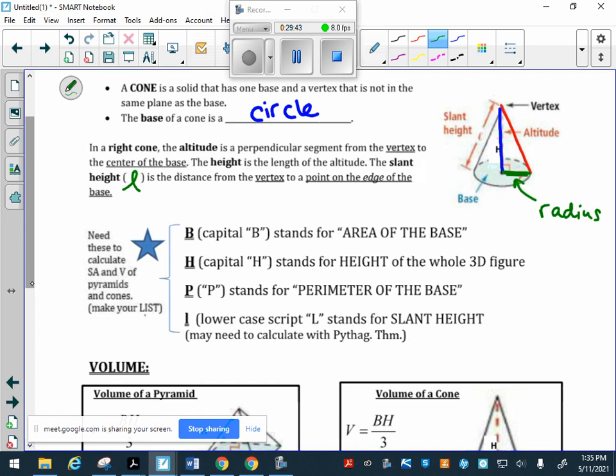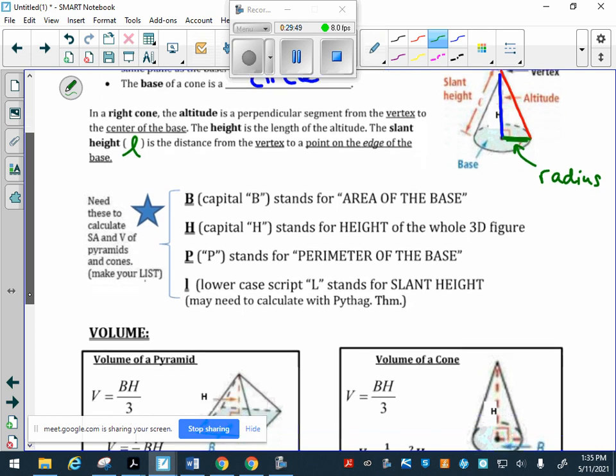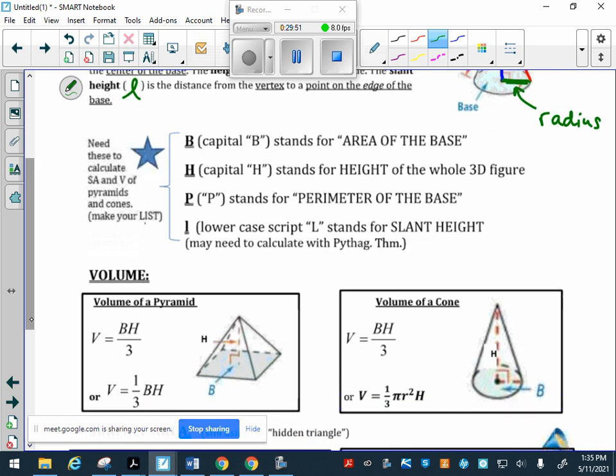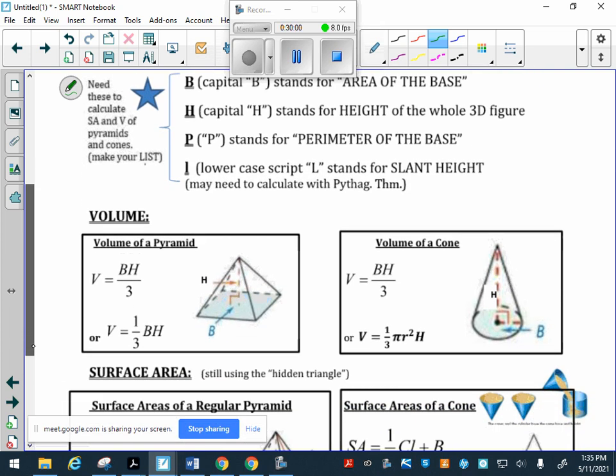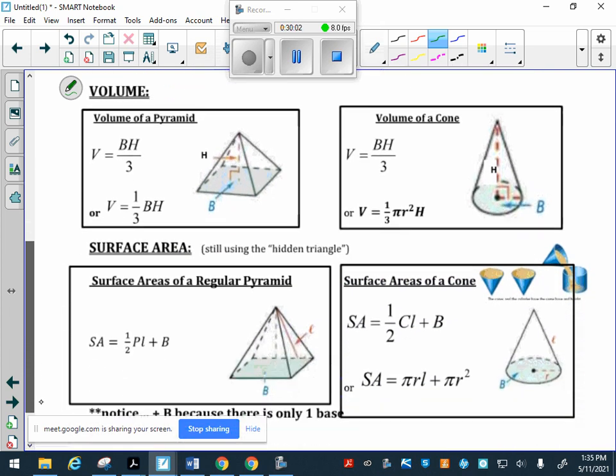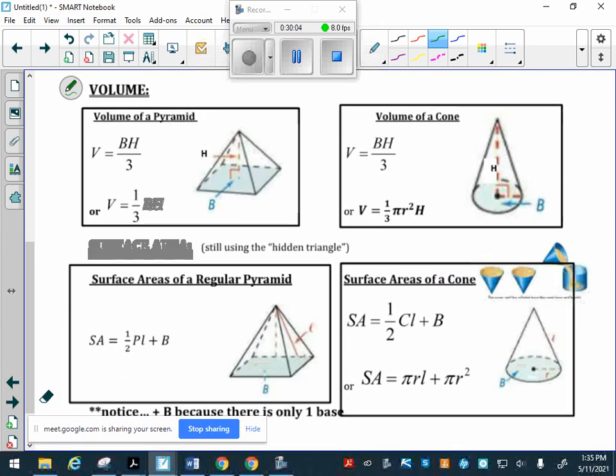Okay, so this is just a reminder. Capital B means area of the base. Capital H is the height of the whole figure. C is the perimeter. Again, if it's a cone, it's going to be a C for circumference. And L, lowercase script L, is slant height. So here are the formulas. Oh, this kind of ruins my demonstration there. I'm going to pause that.